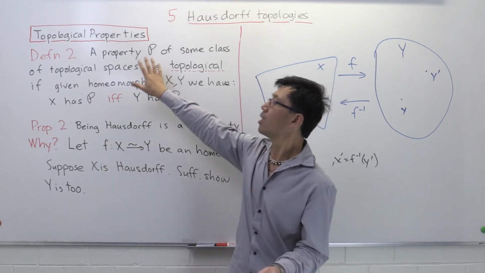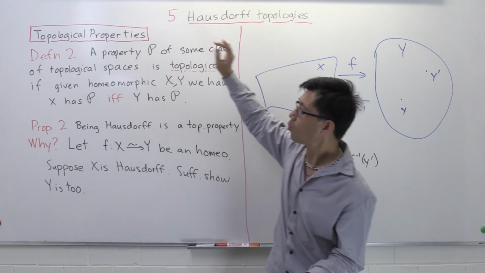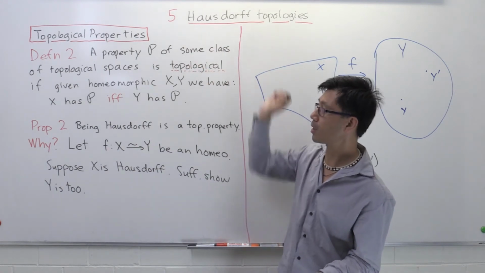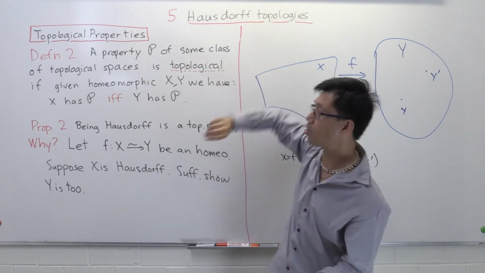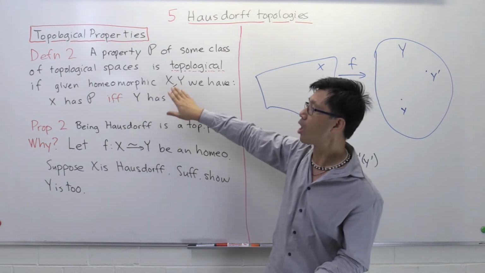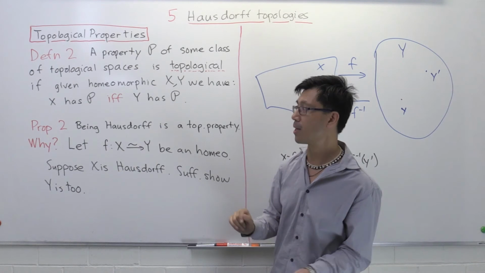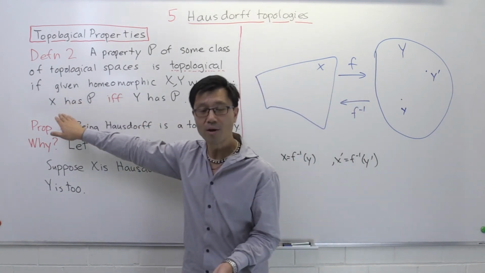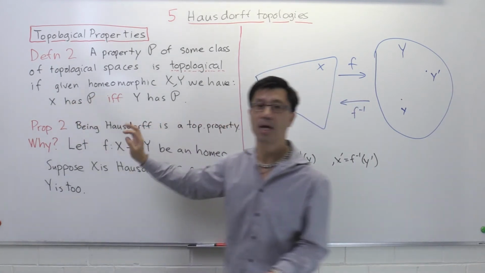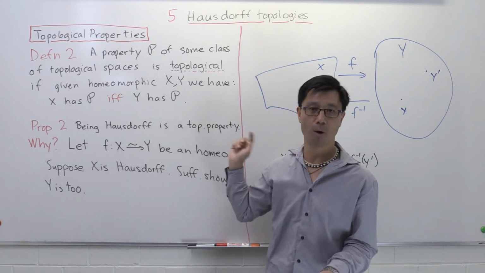So, given such a property, we can ask whether it's topological or not. It's topological if the following condition holds. Given any homeomorphic x and y that are in this class of topological spaces, then x has that property if and only if the other one, y, has that property.